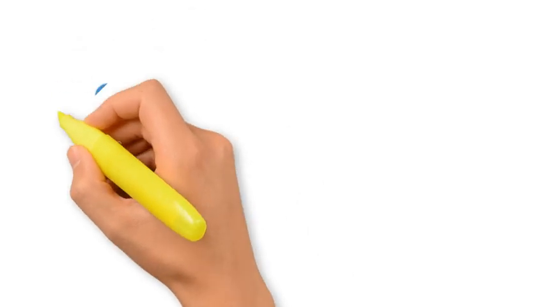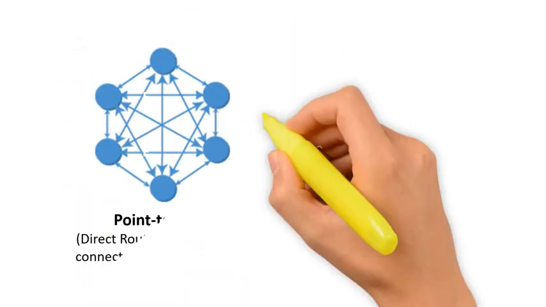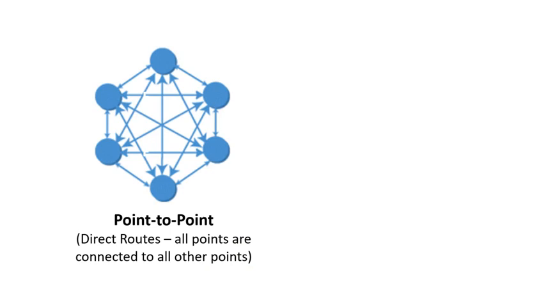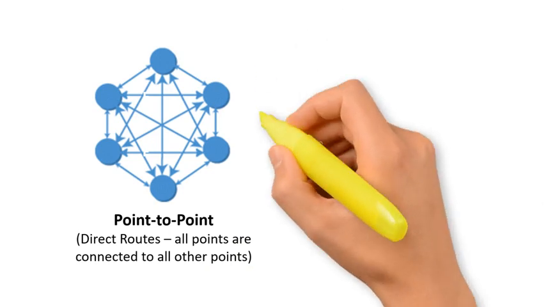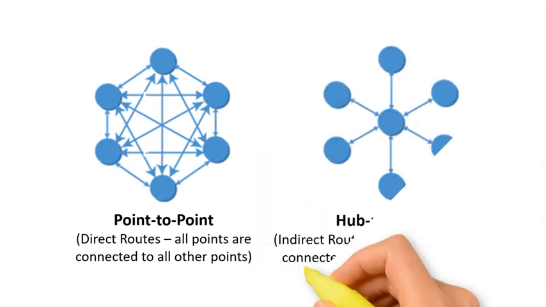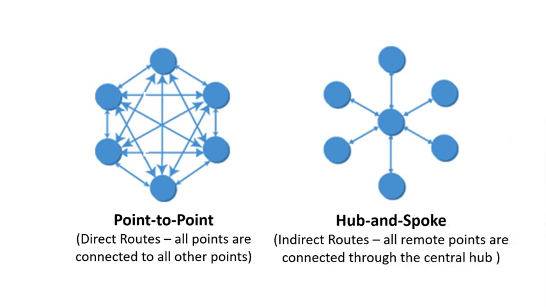How does this model compare with a point-to-point model? In the point-to-point model, all points are connected to all other points directly. In the hub and spoke model, all remote points are just connected only to the central hub.